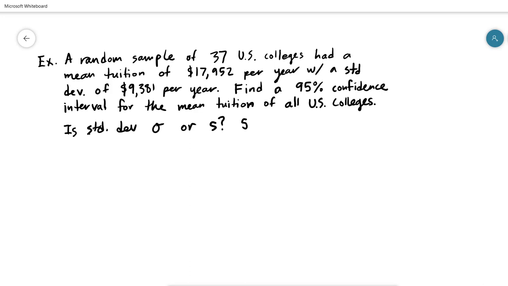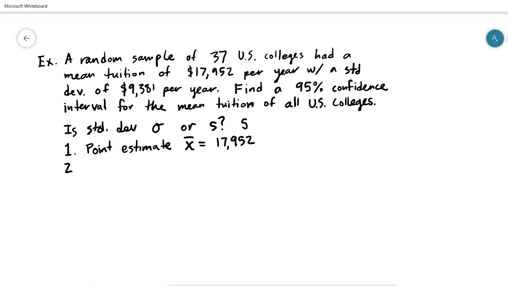So let's go through our procedure. The first step is to compute our point estimate, but the point estimate is given in this problem. We want x bar, and in this problem that number is explicitly given. It's the 17,952. So we have our first step. We're 20% of the way there.